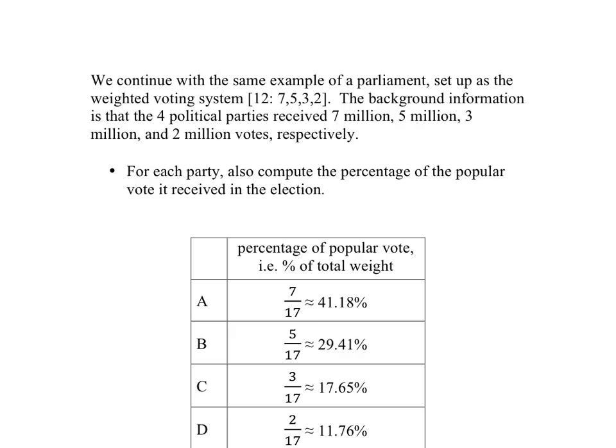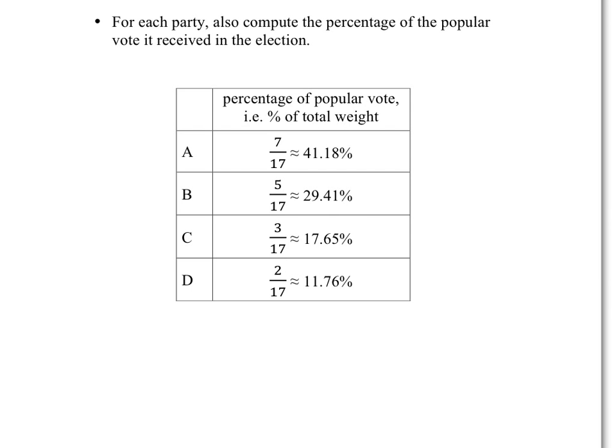Now, you might have thought that by setting up this proportional voting system, what you're achieving is giving Party A 41% of the actual power. Similarly, Party B receives 5/17ths of the popular vote, and is given 5/17ths of the total weight, so it has received 29.41% of the popular vote, and you might think that by giving it weight 5 in this system, you are making sure that Party B has 29.41% of the actual power.